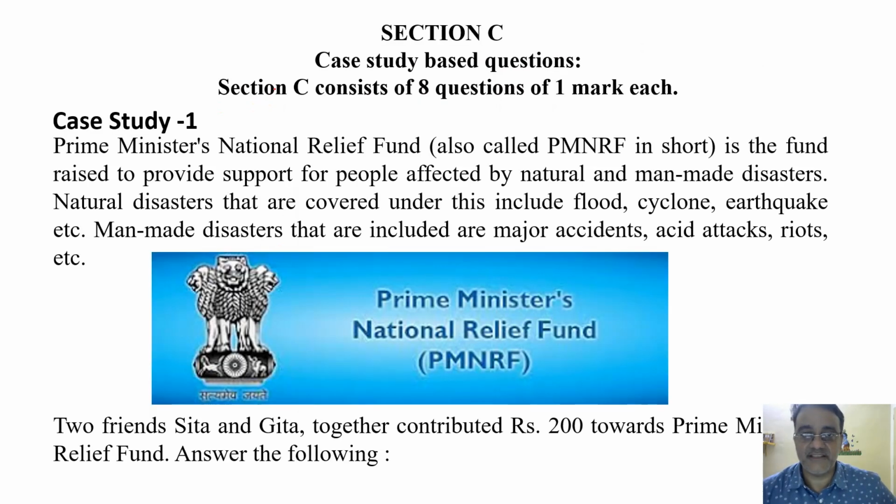First question, case study question. Prime Minister's National Relief Fund, also called PMNRF in short, is the fund raised to provide support for people affected by natural and man-made disasters. Natural disasters covered under this include flood, cyclone, earthquake, etc. Man-made disasters included are major accidents, acid attacks, riots, etc. Two friends, Sita and Geeta, together contributed rupees 200 towards the Prime Minister's Relief Fund. Then answer the following questions.